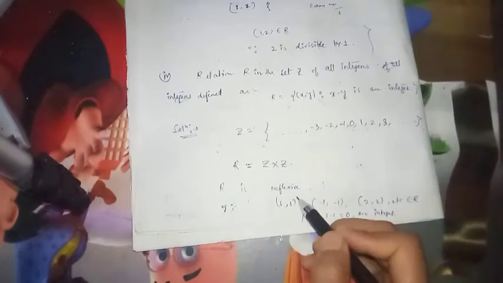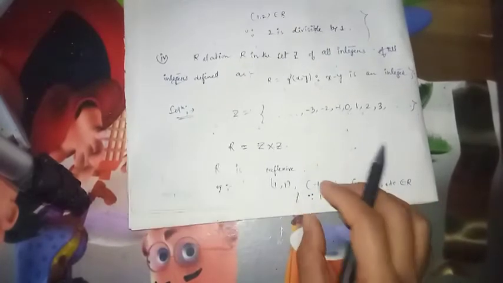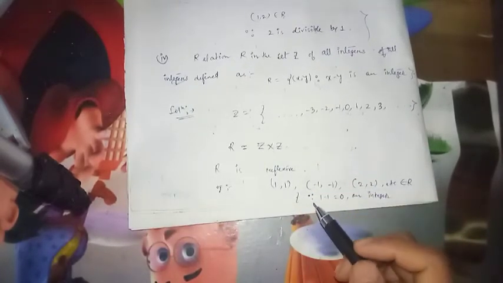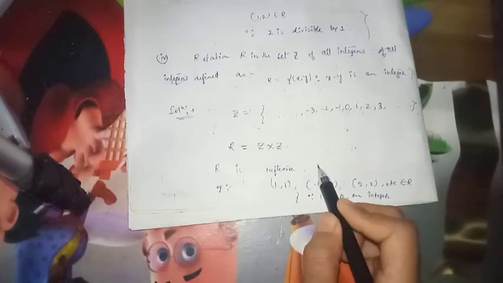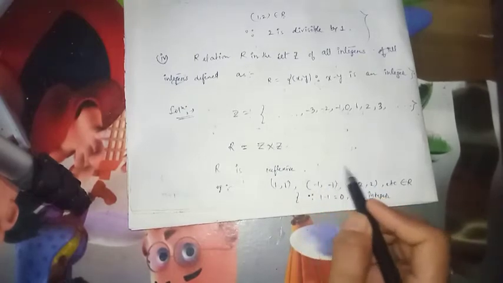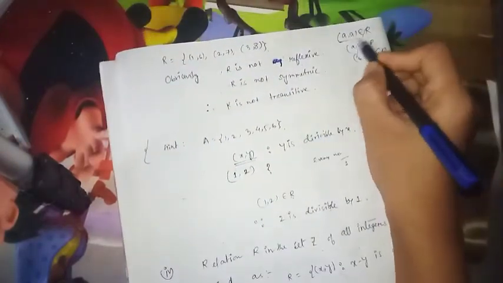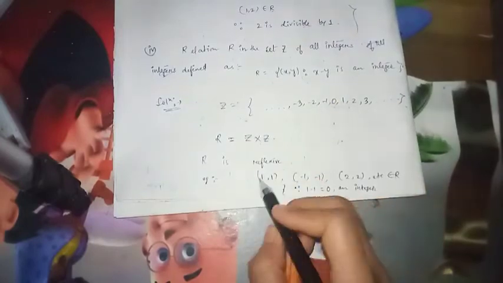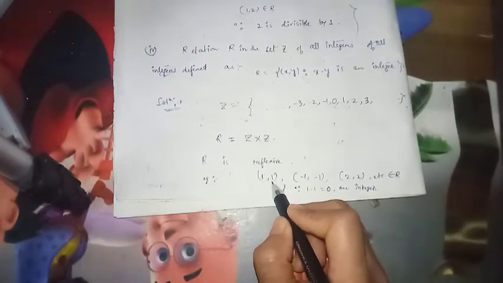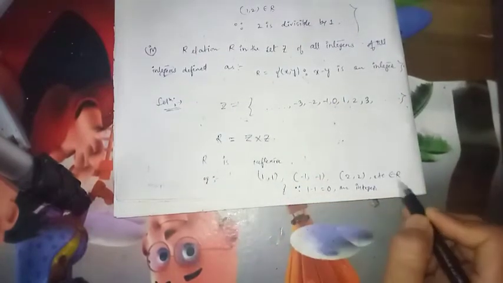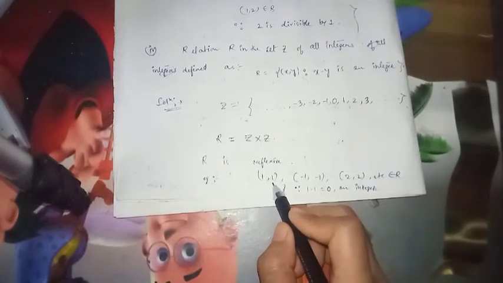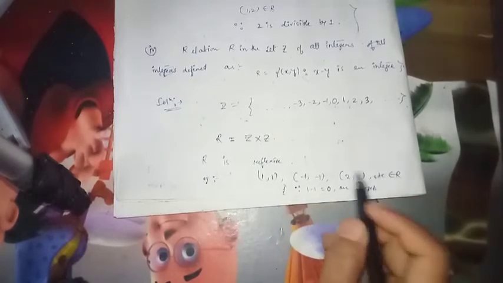Obviously R is reflexive because according to the definition we have to get the ordered pair (a, a) belonging to R. We have to get this kind of elements in R. Here (1, 1) belongs to R because 1 minus 1 equals 0, which is an integer.